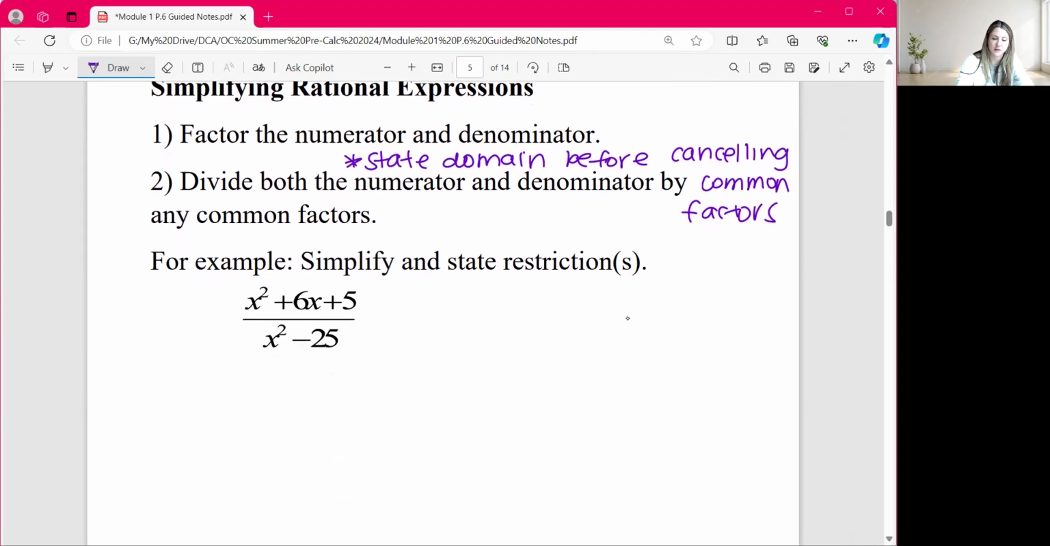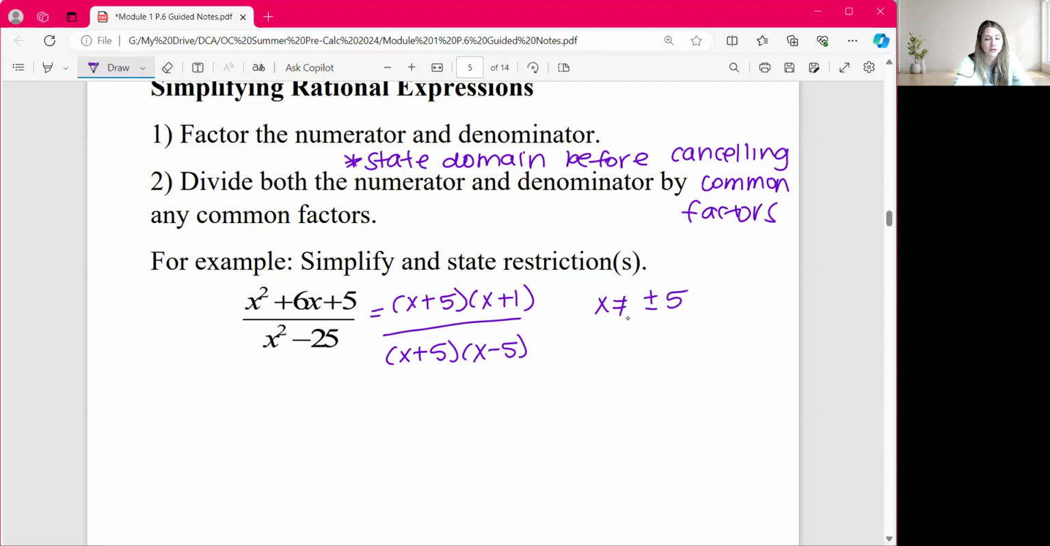X squared plus 6x plus 5 will factor to x plus 5, x plus 1. X squared minus 25 is going to be x plus 5, x minus 5. Here, I'm going to look at my denominator, and I know that x cannot equal plus or minus 5. Those two numbers will make the denominator 0, not allowed. So I stated my restrictions, and now we will cancel. So what is left over is x plus 1 over x minus 5. That's our final answer.